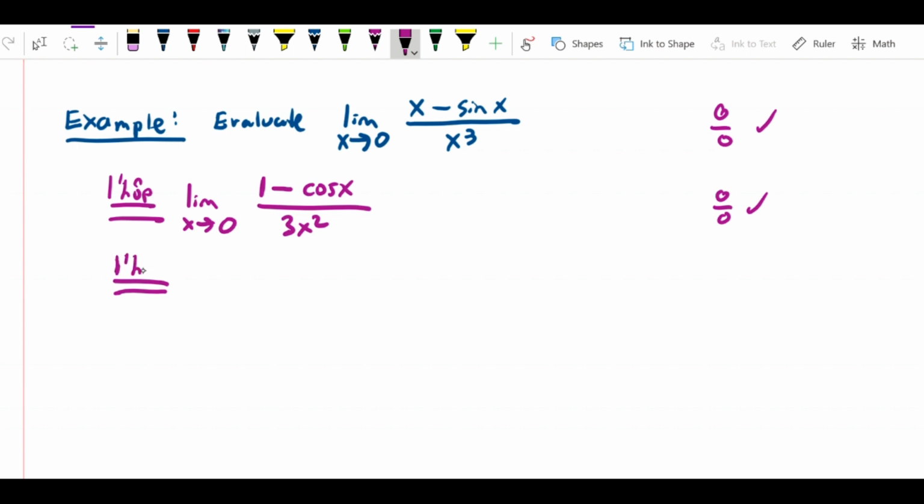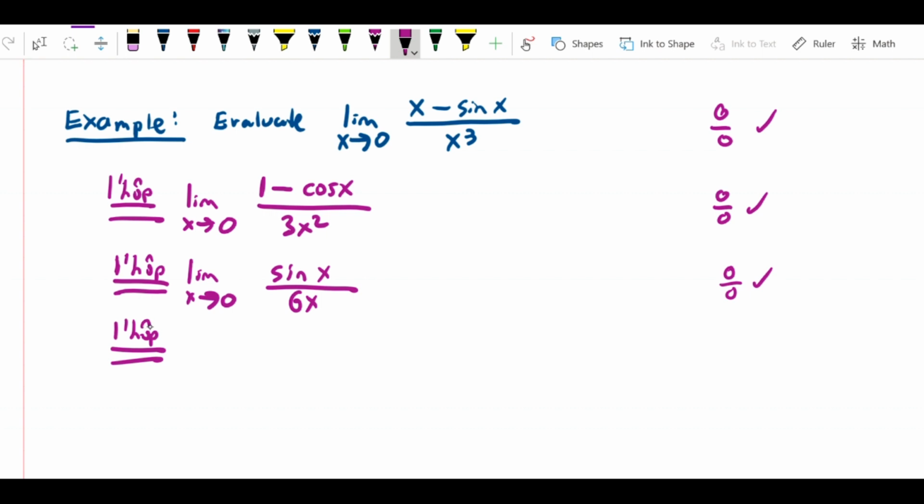And we are now doing another L'Hopital's rule step, because L'Hopital's rule is going to assert that that limit is equal to the derivative. I'm going to take the derivative of the top and the derivative of the bottom. So that's going to be 0 minus negative sine x, so that's going to be sine x over 6x. And we try substitution again. Sine of 0 is 0. 6 times 0 is 0. So once again, we have 0 over 0. So we do it again.